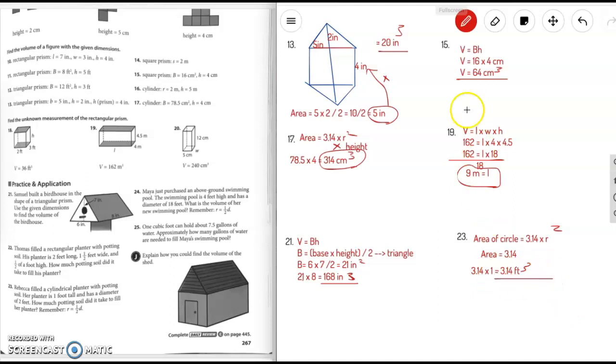That was kind of like an inception problem. All right, guys, that's it. We're going to skip 25 and J.